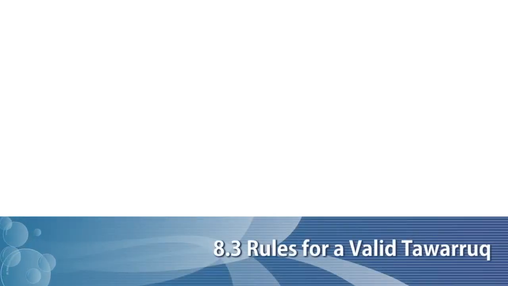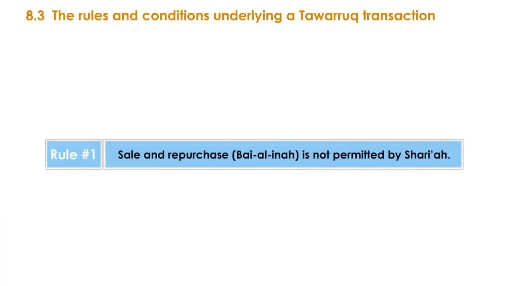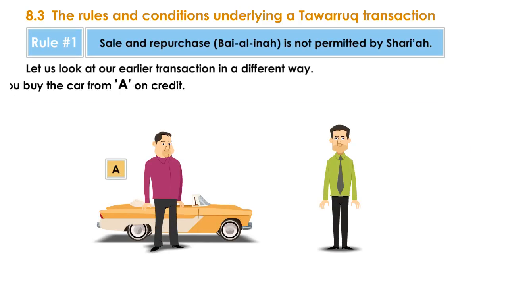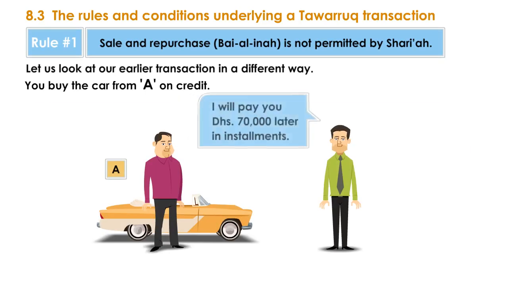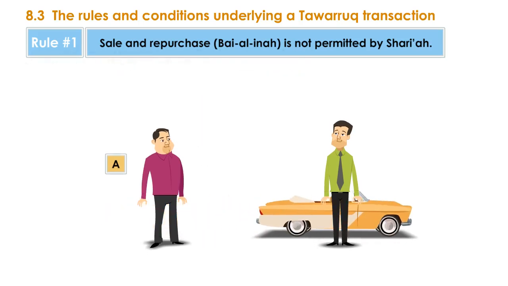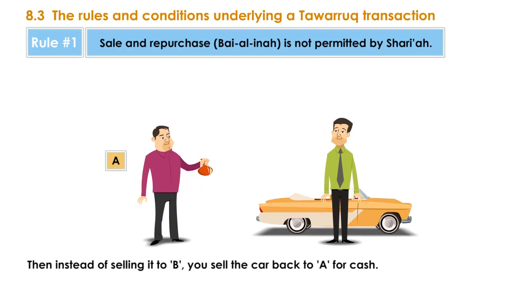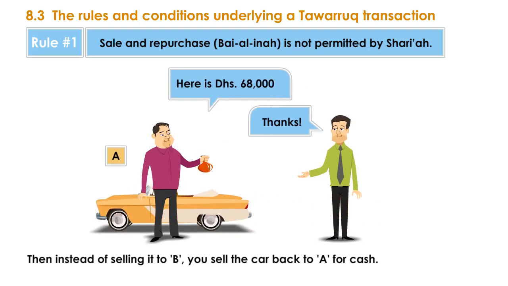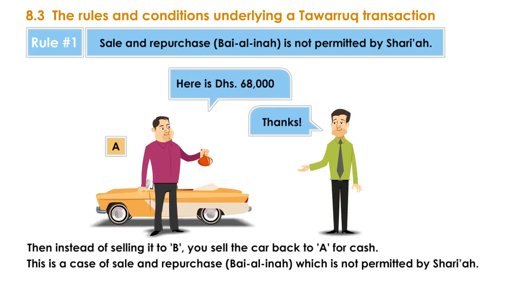Rules for a valid tabarruk. Rule number 1. Sale and repurchase is not permitted by Sharia. Let us look at our earlier transaction in a different way. You buy the car from A on credit. Then, instead of selling it to B, you sell the car back to A for cash. This is a case of sale and repurchase which is not permitted by Sharia.